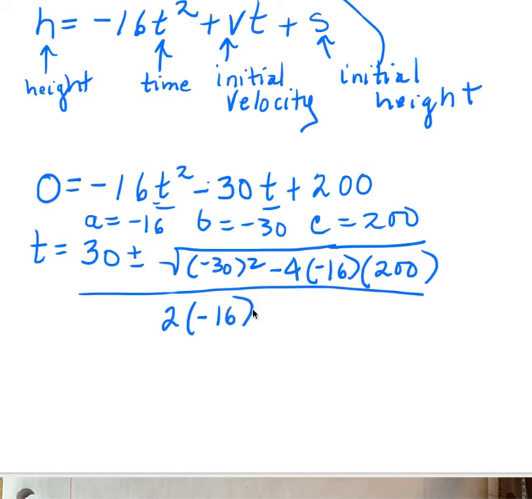Okay, so you have to get your calculator out and figure all this stuff out. So t equals 30 plus or minus, you're going to end up with 900 plus, okay, whatever, 800 times 16. I'm not sure what that is. You have to take the calculator out, figure that out, and crunch some numbers.